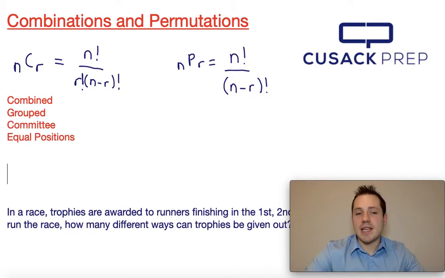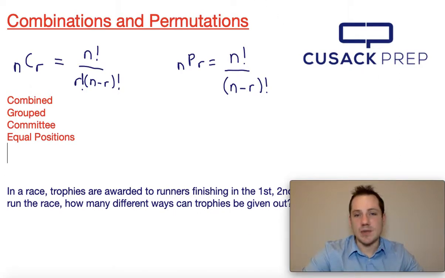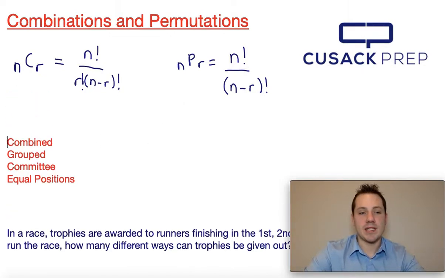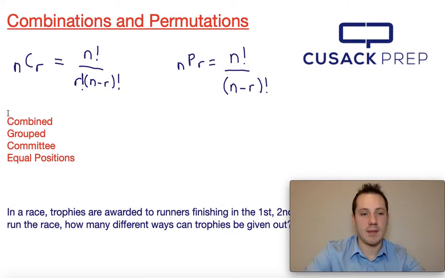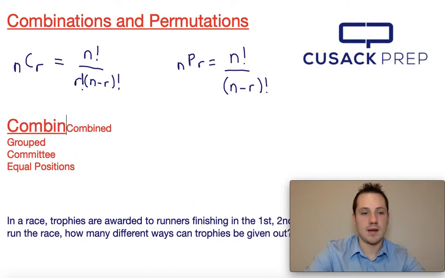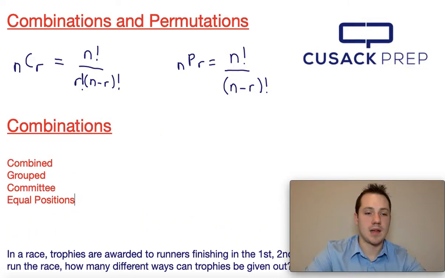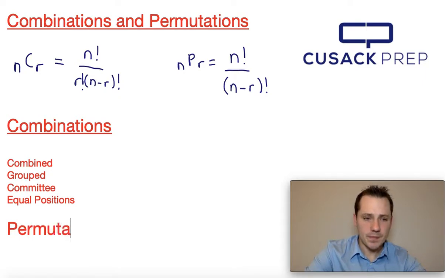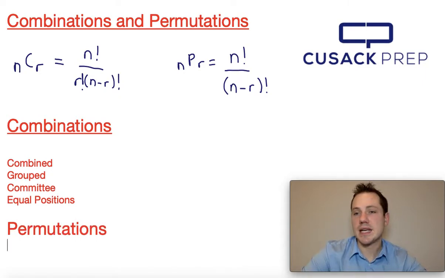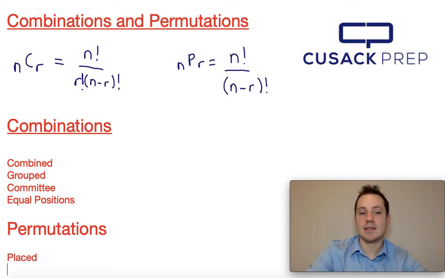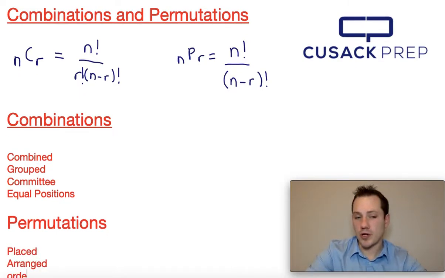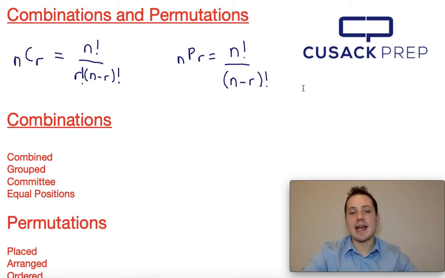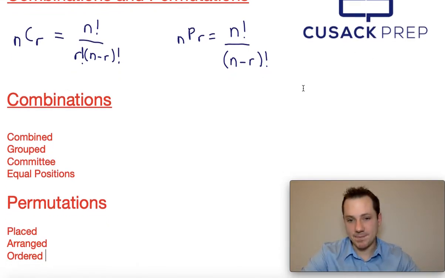On the other hand, permutations would be kind of a different situation. So with permutations, we're concerned with things like order. So what kind of words would indicate a permutation? We write combinations up here. And then I'm going to go down here and give you some words that might indicate a permutation. So words that indicate permutations might be words like placed, arranged, ordered, just kind of anything like that, anything that indicates some kind of position.